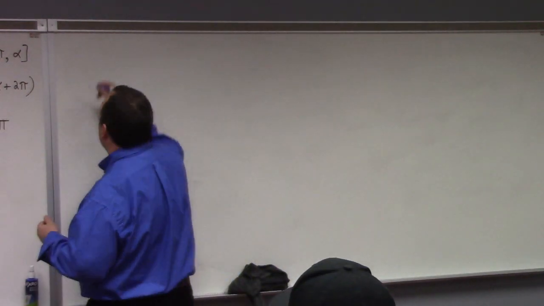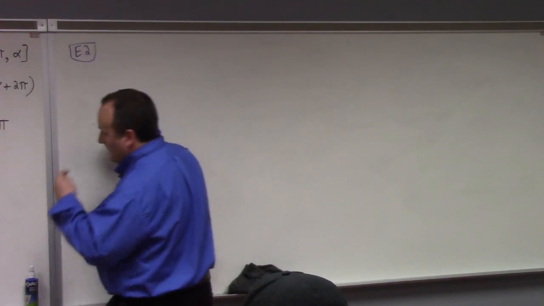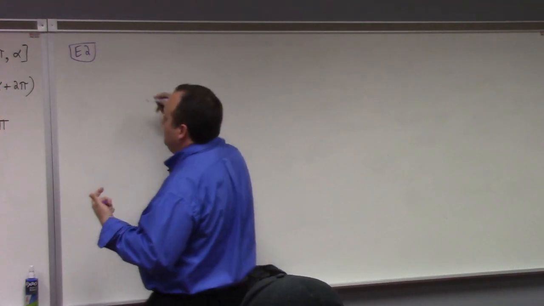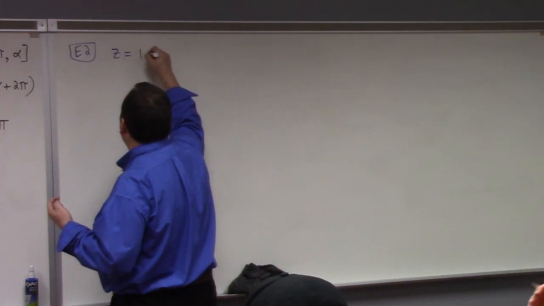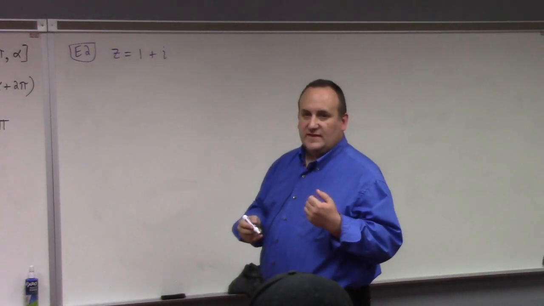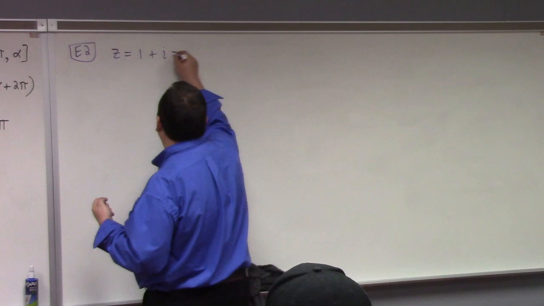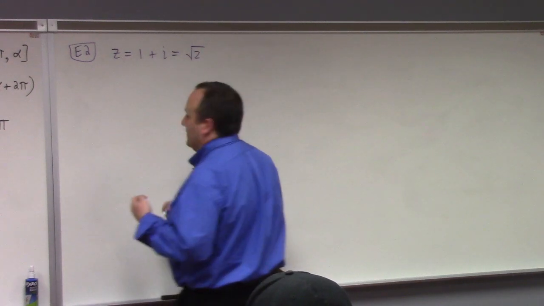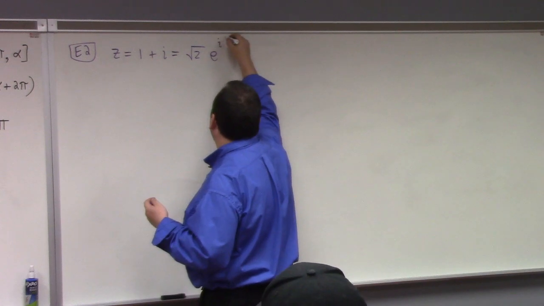Let's see here. Let's do the example. What are we on? Example 2. Okay, so suppose you have z is equal to, I'll do something that's relatively easy, 1 plus i. All right. What's the length of 1 plus i? Square root of 2, right? What's the angle of 1 plus i? 45 degrees, which is dead to us. That's e to the i pi over 4.